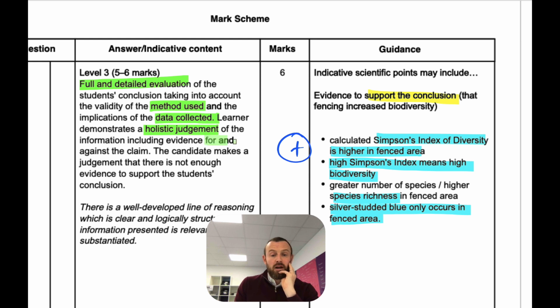Using evidence for and against the claim. So full and detailed, I interpret to mean maybe 2 or 3 positives and 2 or 3 negatives. Let's say 1 positive about the data, 1 positive about the method, 1 negative about the data, 1 negative about the method, and then a few extras. That would get there with a holistic judgment at the end. Okay, so that's what you're looking for.